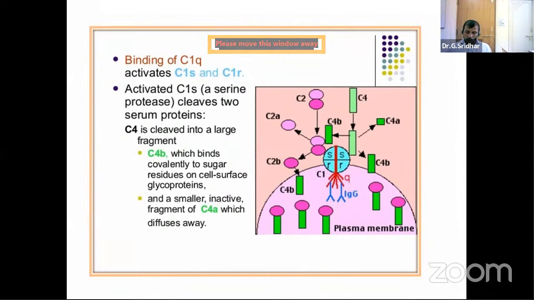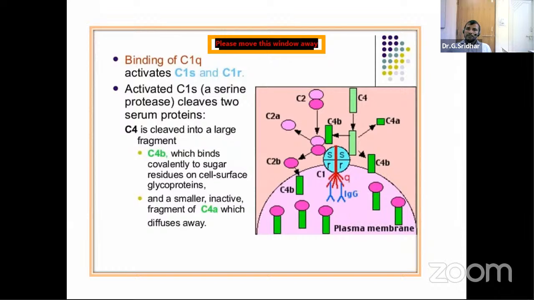There are more or less 20 to 30 complement proteins in the human body. The concept of complement proteins was first explained by Bordet. The name he gave was alexins. But the name complement was given by Paul Ehrlich.